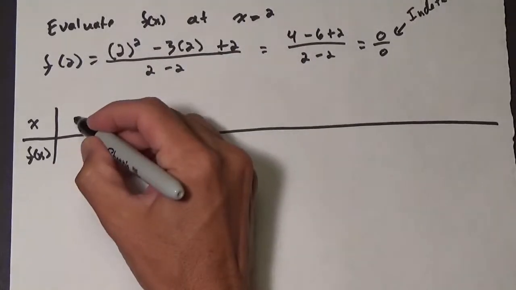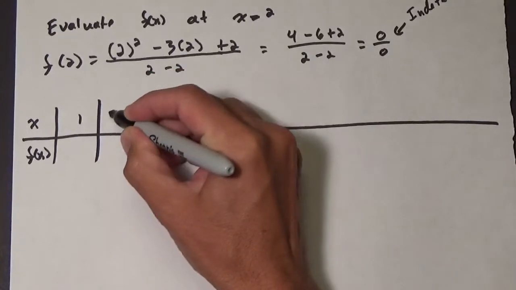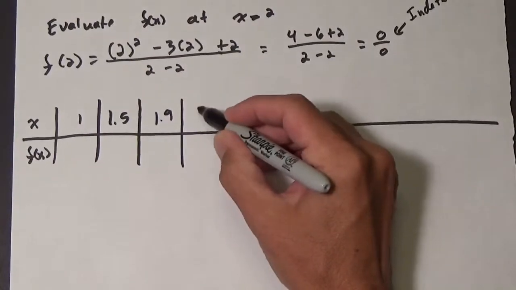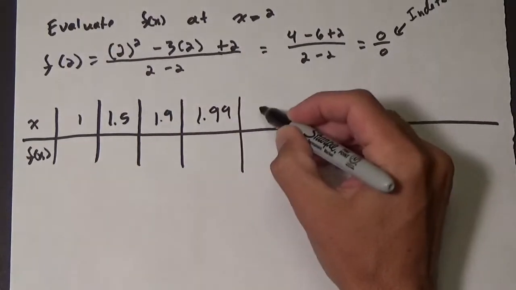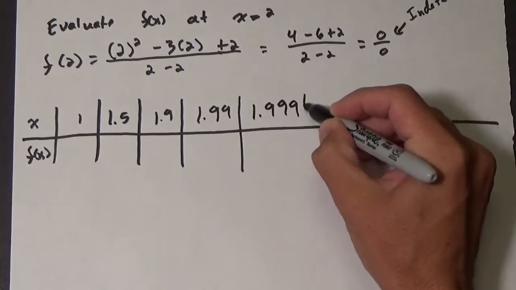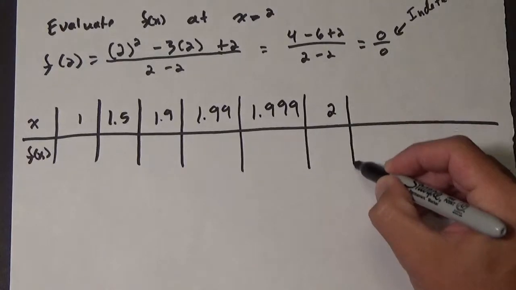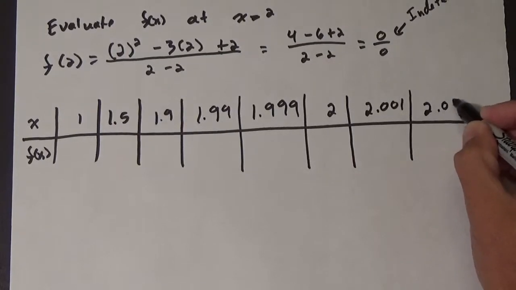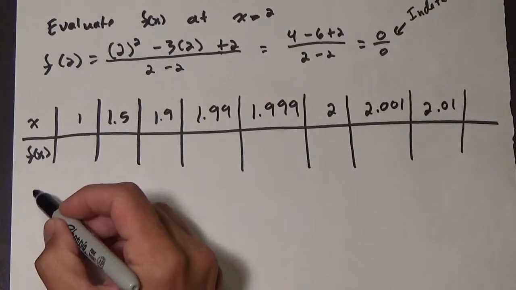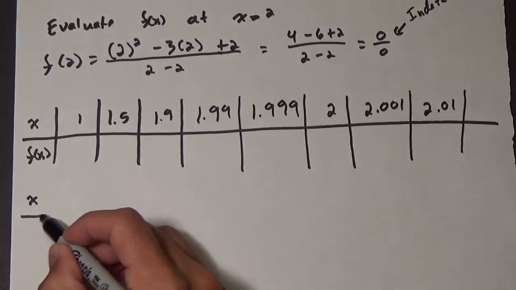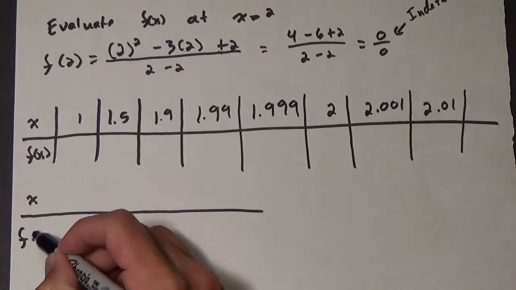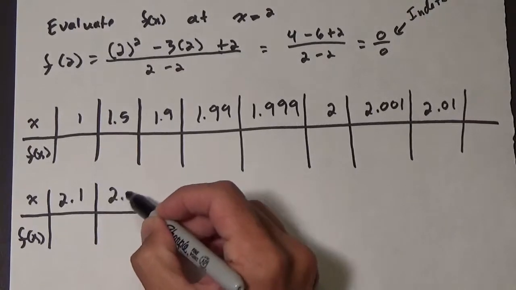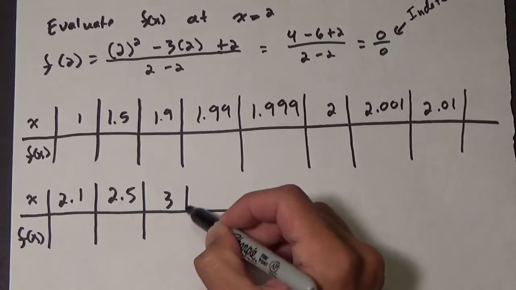And we're going to evaluate this at 1, 1.5, 1.9, 1.99, 1.999, 2, 2.001, 2.01, and as I thought I'd run out of room, I'm just going to continue down here. 2.1, 2.5, and 3.